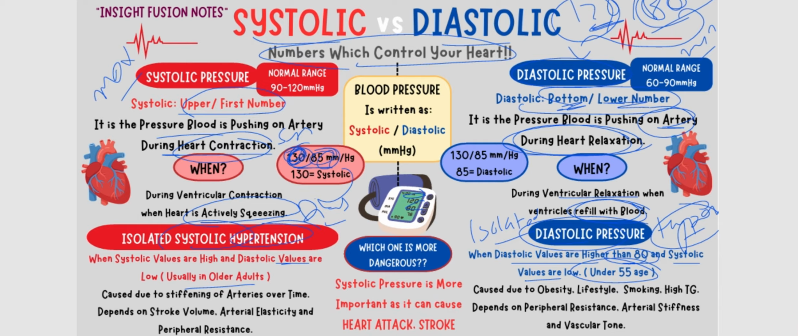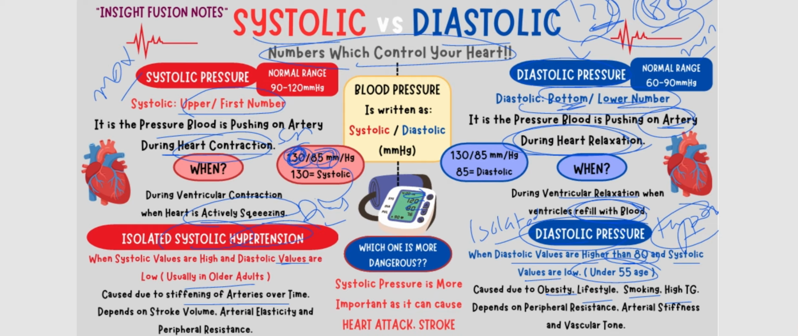It occurs under the age of 55, which is why it is called isolated diastolic hypertension. Isolated systolic hypertension is normally caused by stiffening of the arteries. When you get older, the arteries get stiff. They are not elastic, so they are unable to expand. They become stiff and hard, due to which the pressures increase. Isolated diastolic hypertension is caused by obesity, lifestyle changes, smoking, and high triglyceride values.